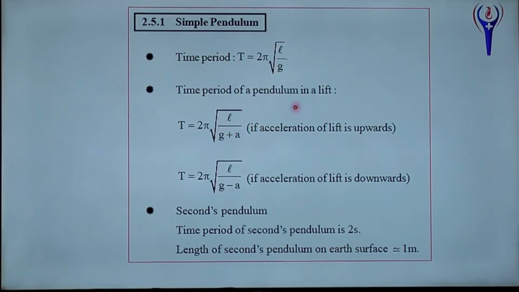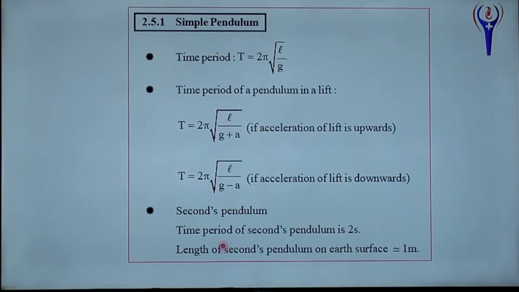Time period of a pendulum when it is in a lift: if the acceleration of the lift is upward, that is, the lift is moving upward, then T equal to 2 pi into square root of L by g plus a. g is the acceleration due to gravity on earth, 9.8 meter per second square, and a is the acceleration of the lift. T equal to 2 pi into square root of L by g minus a if the acceleration of the lift is downward. Lift moving upward, g plus a; moving downward, g minus a.